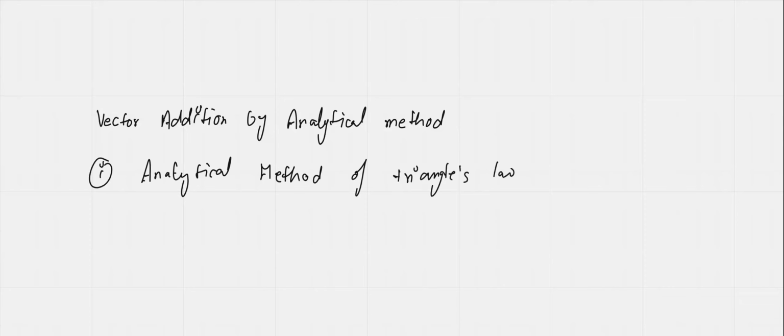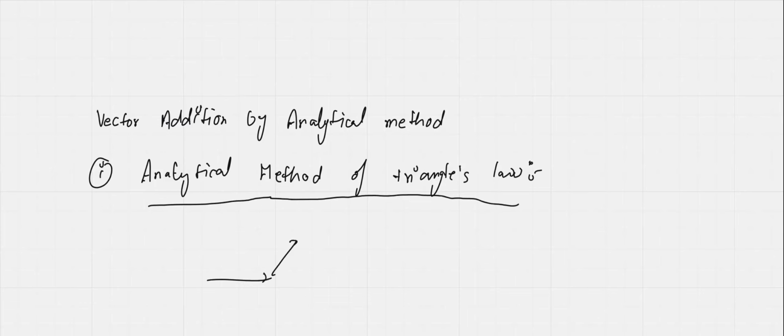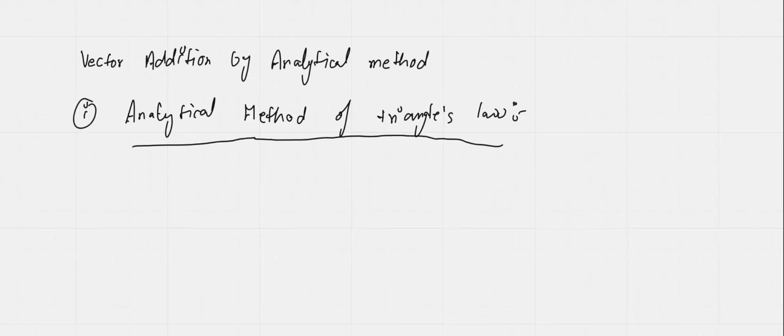Whatever we discussed in the case of the triangle law, we will do the same by using the analytical method. Earlier, I only said that this is forming a triangle, so this will be the resultant. But now we will be calculating each of the values also. So let's do this. What does the triangle law of vectors look like? You know that from what we studied earlier.